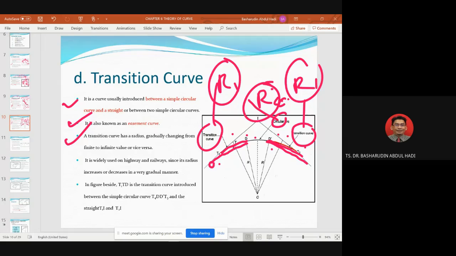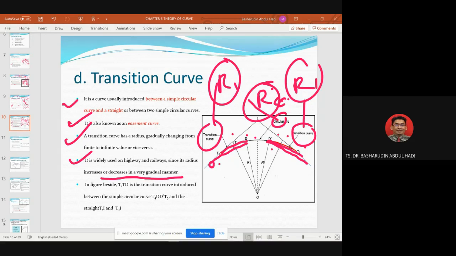And normally it is involved with maintenance works, or we try to adjust some spacing that is very limited on the ground to make a horizontal curve. So we use a transition curve. It is widely used on highways and railways since the radius increases or decreases in a very gradual manner. Okay, this is one objective. Next is the advantage of the transition curve.